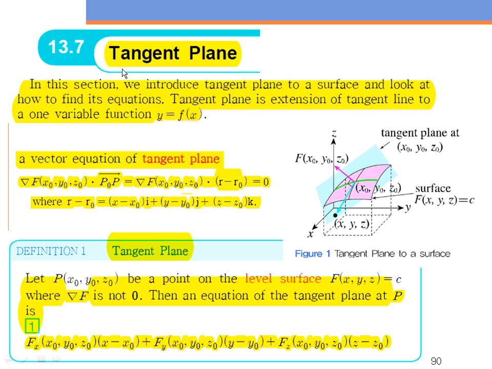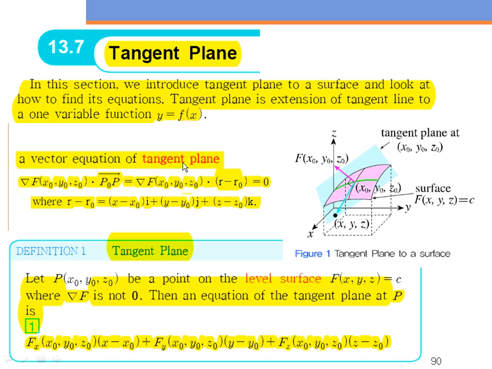Okay, now section 13.7, tangent plane. In this section, we introduce the tangent plane to a surface and look at how to find its equations. The tangent plane is an extension of a tangent line to a one-variable function y equals f of x. This shows the tangent plane on the surface at this point. This is a generalization of the tangent line to the multivariable function.